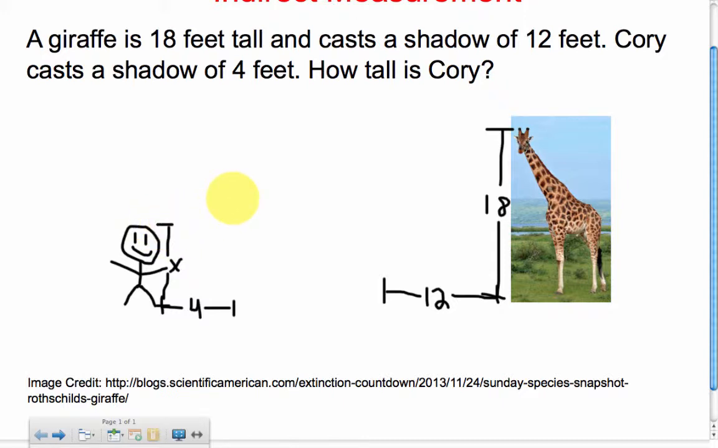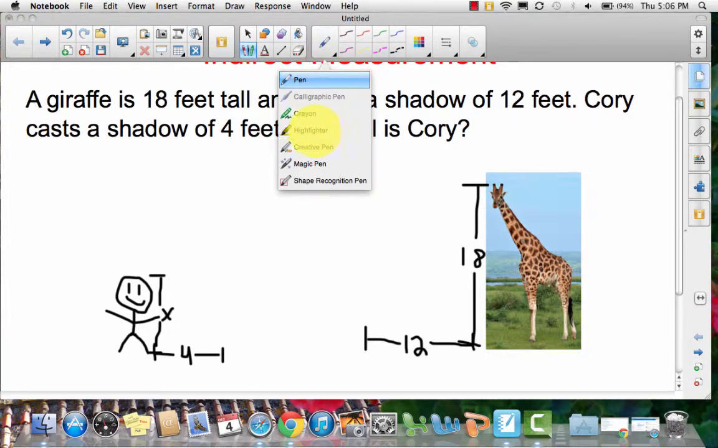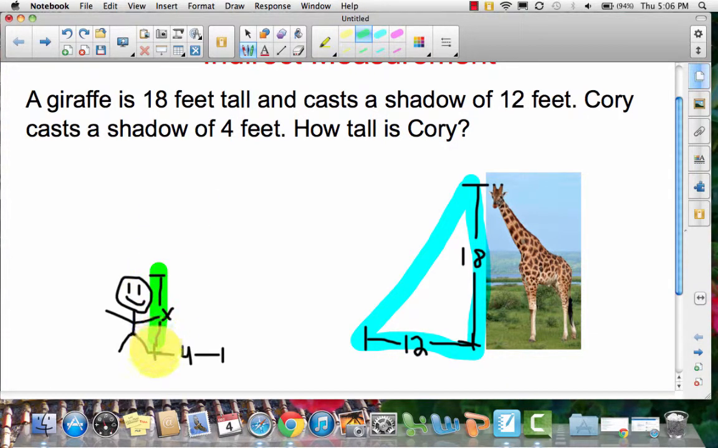And what I have here now is the ability to create two similar triangles. So if you look at our giraffe, the height of 18 feet and the shadow of 12 feet can connect together to make one triangle. And then over with Corey, the height of x and the shadow of 4 can connect to make another triangle. And what I can do is identify my corresponding sides.